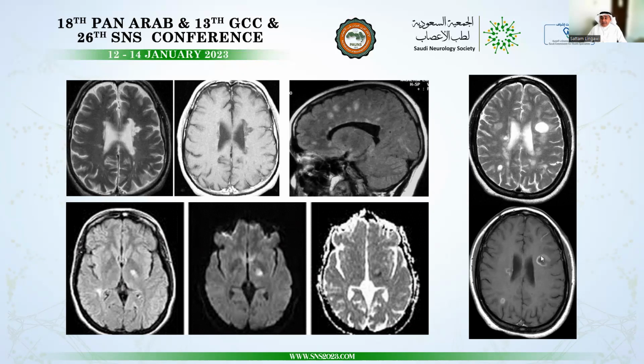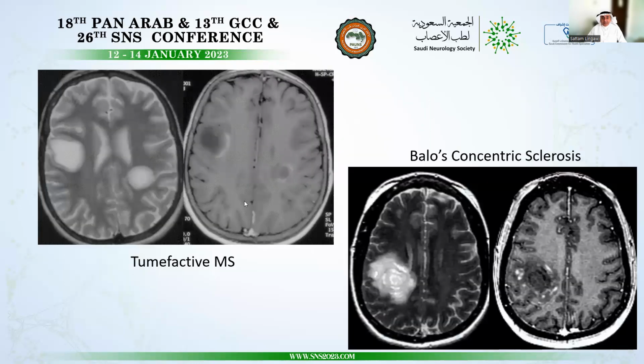The enhancement is classically of an incomplete ring pattern, but sometimes gives you a complete ring. There's enhancement of periventricular lesions. Even larger lesions lack mass effect because these are pseudo masses. These are not masses. Hence, there's no mass effect on the adjacent ventricular system. There's no effacement of the sulci or bulging of the cortex. This is the classic appearance of demyelinating plaques.